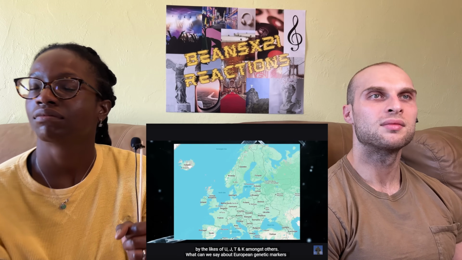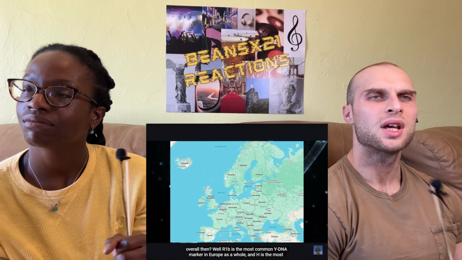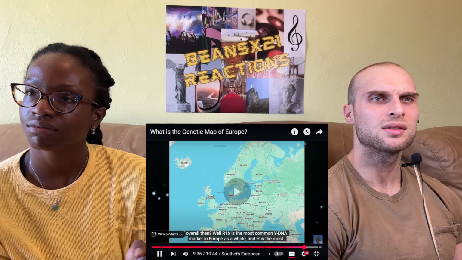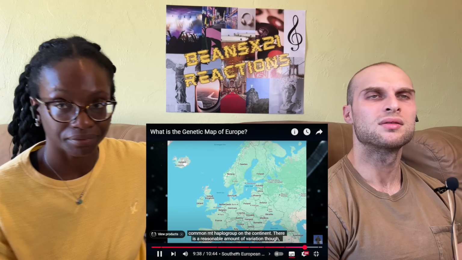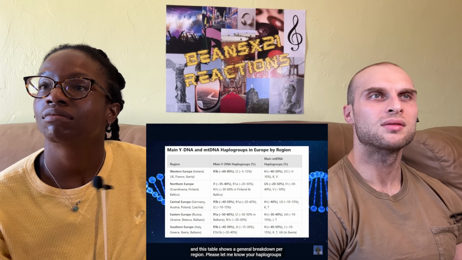What can we say about European genetic markers overall then? Well, R1b is the most common Y-DNA marker in Europe as a whole, and H is the most common mitochondrial haplogroup on the continent. There is a reasonable amount of variation though, and this table shows a general breakdown per region.